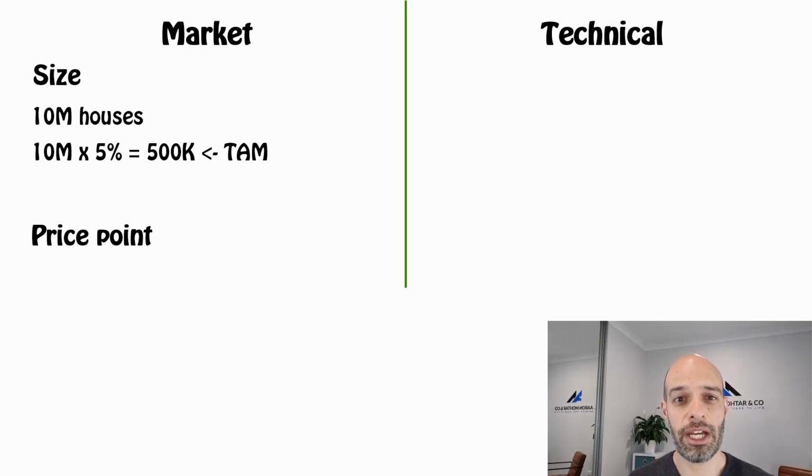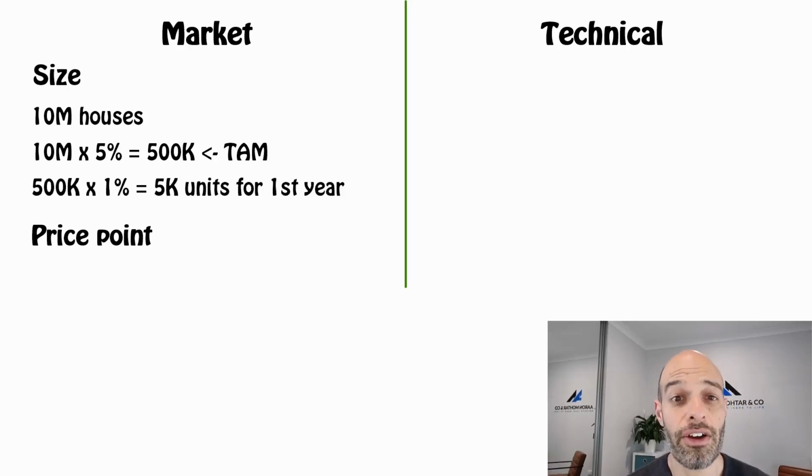Let's take baby steps. Let's make an assumption that in the first 3 years, your market share is going to be 1% for each one of those 3 years. So that would end up as 5,000 units for each year.